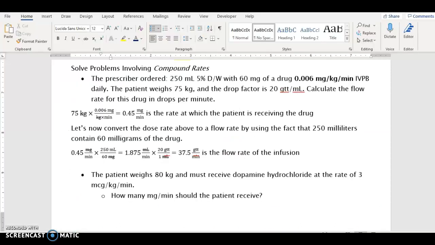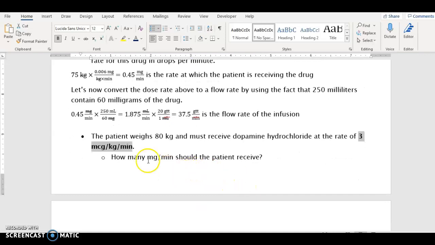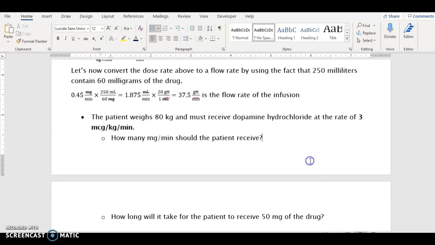Okay, so let's go on to the next example, which says that the patient weighs 80 kilograms and must receive dopamine hydrochloride at the rate of 3 micrograms per kilogram per minute. So this is another example of a compound rate. The amount the patient receives is based on their weight in kilograms and the amount of time in minutes. The first part of the question asks, how many milligrams per minute should the patient receive? So we're going to convert this compound rate of 3 micrograms per kilogram per minute.